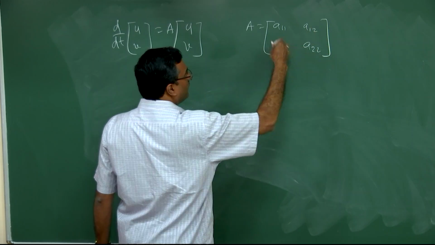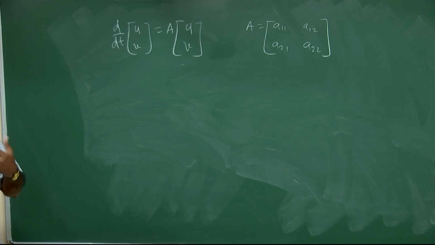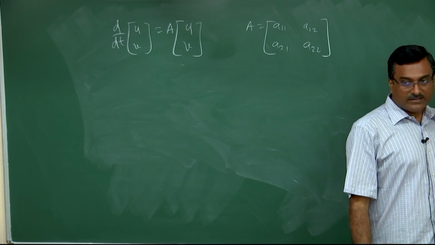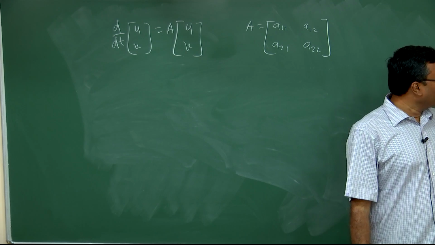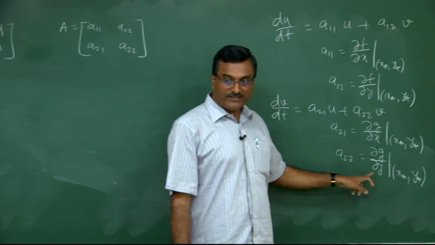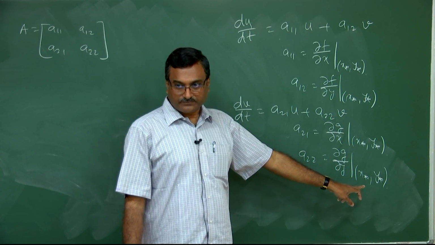This is also called the Jacobian matrix, the Jacobian matrix for the given nonlinear system, evaluated at the equilibrium point (x star, y star), because all these aij's are defined by these expressions. So these are the partial derivatives with respect to x and y of f and g, evaluated at the point (x star, y star).